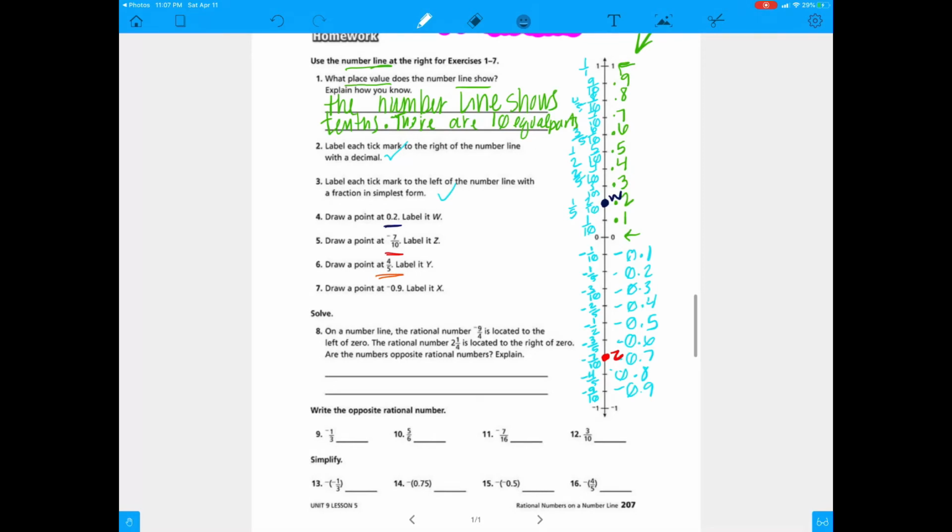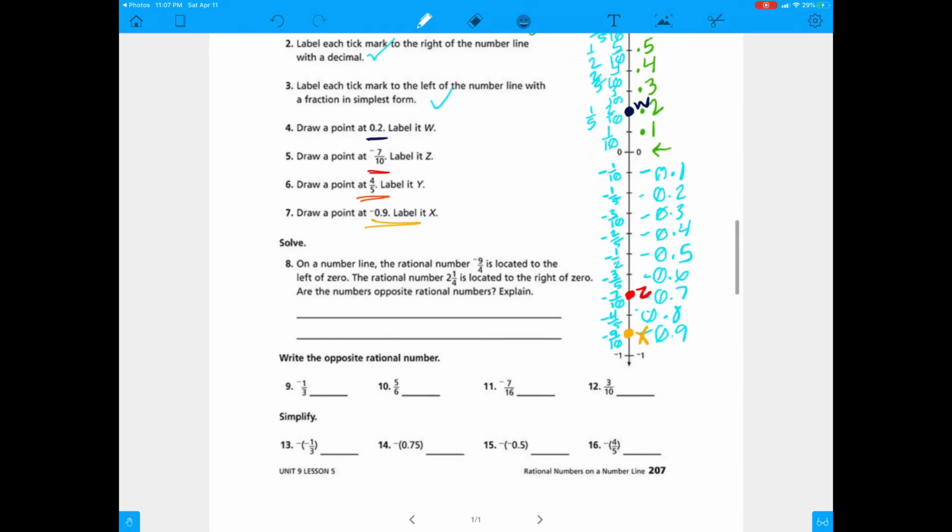Number 6, 4/5. Label it Y. That's going to be above. 4/5 is going to be 0.8 or 8/10. I label it Y, and I move on to number 7, which says negative 0.9 or 9/10. I label it X. It's there in orange.